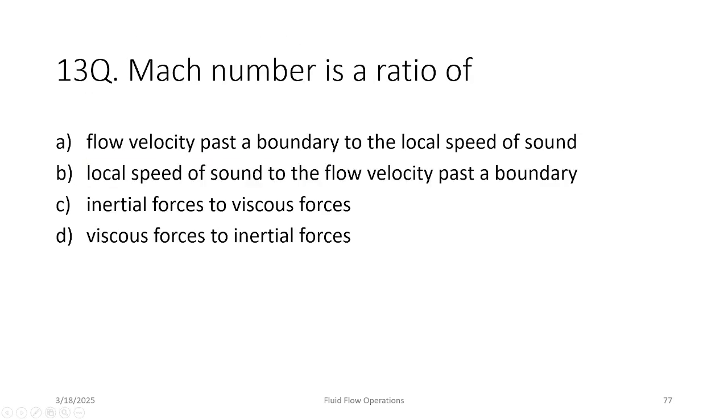And coming to the 13th question: Mach number is the ratio of flow velocity past a boundary layer to the local speed of sound; local speed of sound to the flow velocity past the boundary layer; inertial forces to viscous forces; or viscous forces to inertial forces. So that would be option A: flow velocity past a boundary to the local speed of sound.